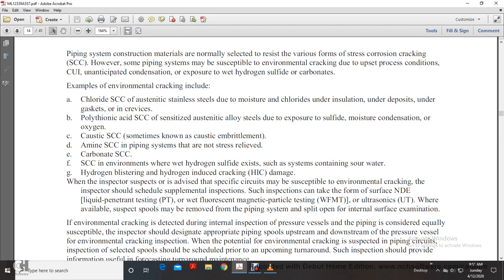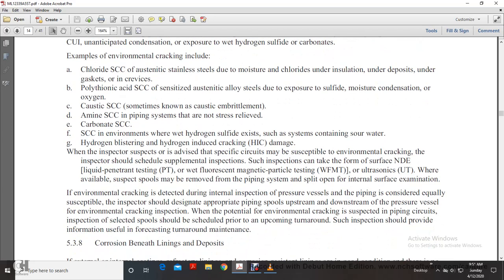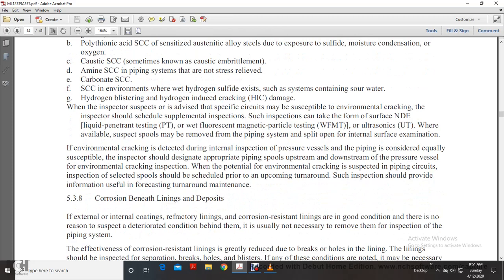When inspectors suspect specific circuits of being susceptible to environmental cracking, the inspector should schedule supplemental inspection. Such inspection can take the form of non-destructive examination, such as liquid penetrant testing, or PT, wet fluorescent magnetic particle testing, or WFMT, or ultrasonic testing, UT. Where available, susceptible spools may be removed from the piping system and split open for internal surface examination. Environmental cracking is detected during the internal inspection process.